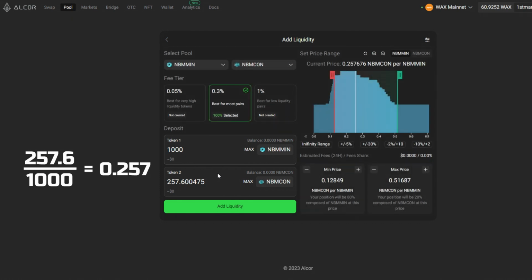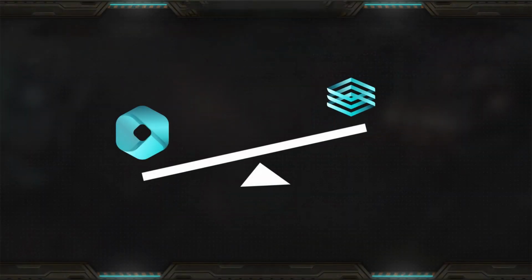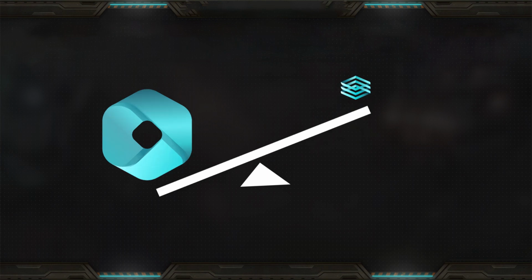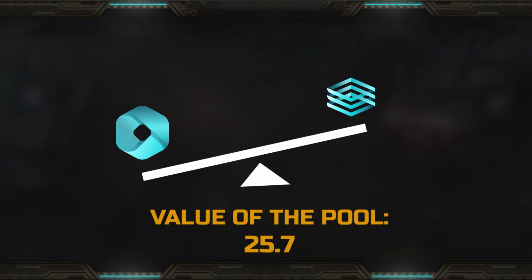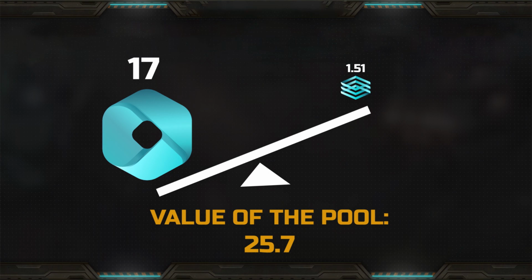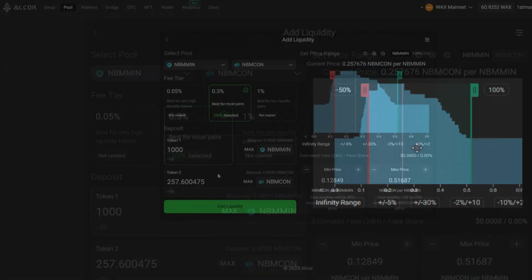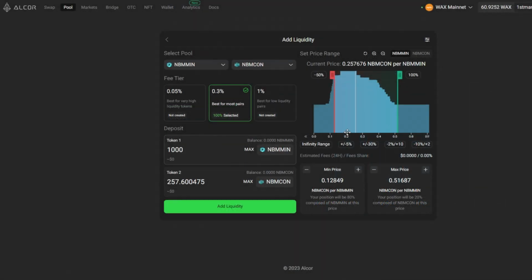As we saw, this ratio is influenced by people swapping. If people keep swapping Minium for Constructium, the quantity of Minium in the pool will increase while the quantity of Constructium will decrease. Since the value of the pool must remain the same, the ratio between the two tokens will vary and Constructium will become more and more expensive. Alcor offers some options to play around this ratio and determine when your tokens should be used.